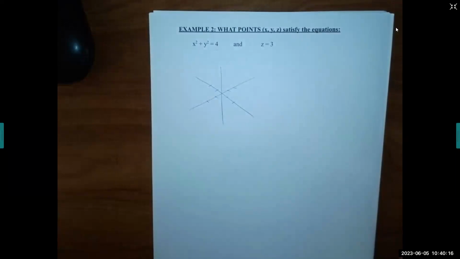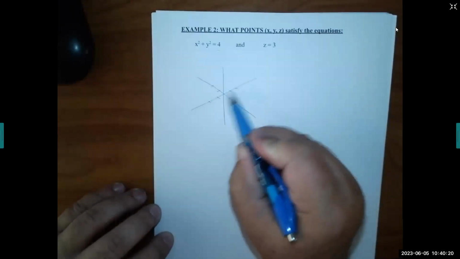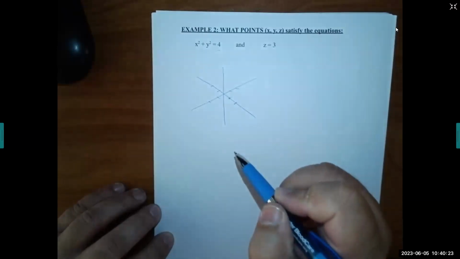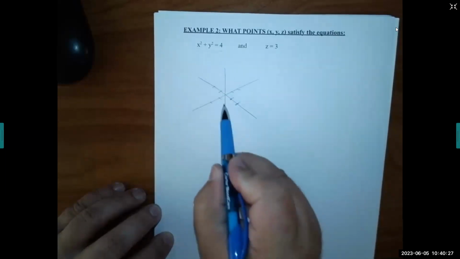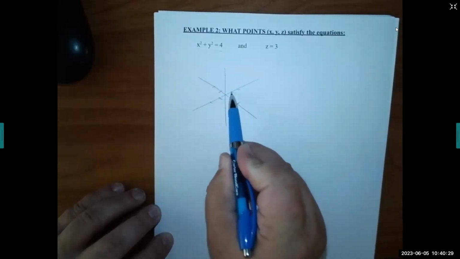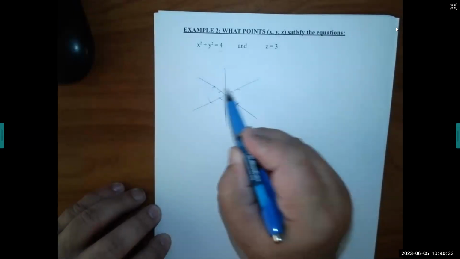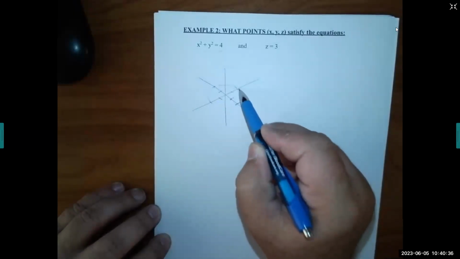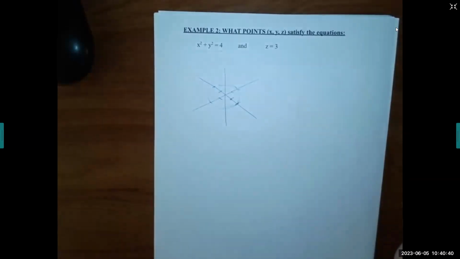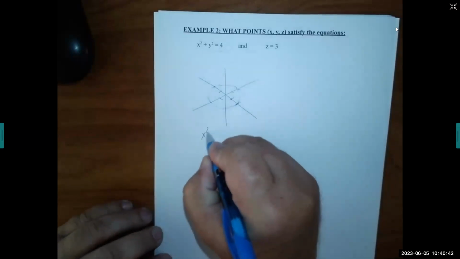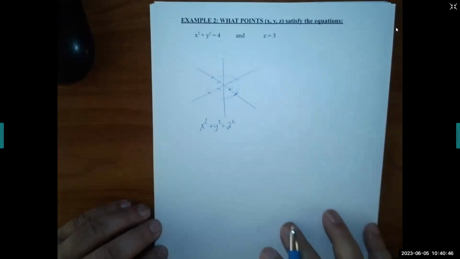Notice whenever you're doing these X and Y hash marks, on the Y-axis, I make them parallel to the X-axis, so they have that same angle. Same thing with the X-axis: I make them parallel to the Y-axis. So that's my circle at X squared plus Y squared equals 2 squared. That's the radius.